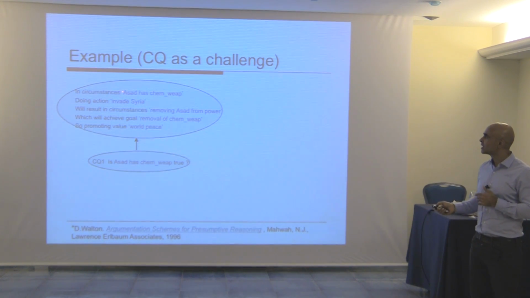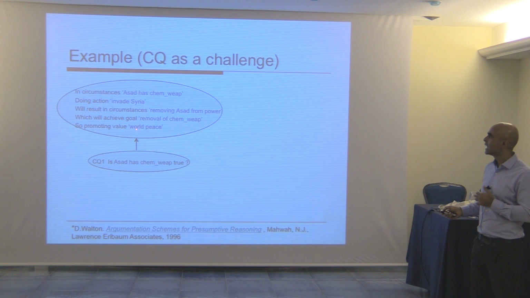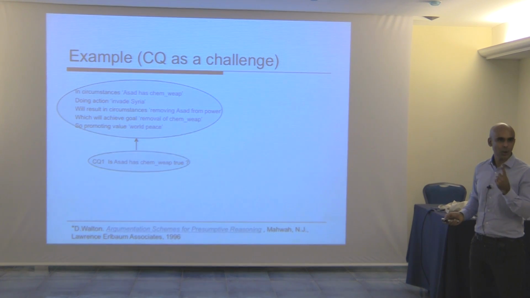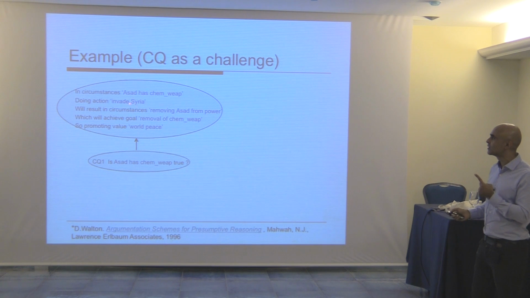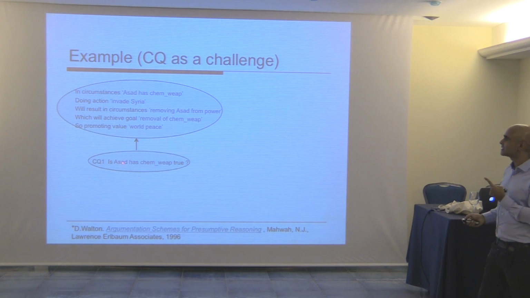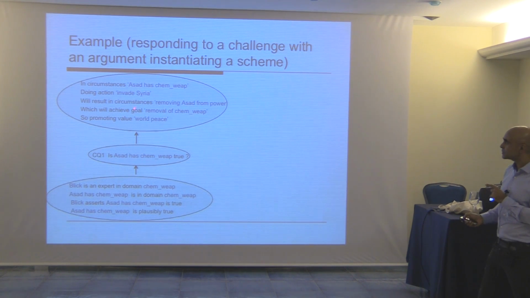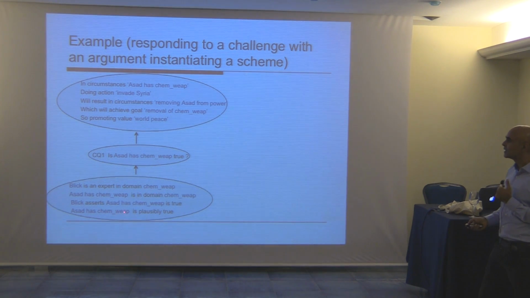So here's an example. In circumstances, Assad has chemical weapons, we should invade Syria, which will remove Assad from power, which will achieve the goal of removal of chemical weapons, and so promote world peace. A critical question is: is S true? In other words, for that particular variable, is it the case that Assad has chemical weapons? So now the burden of proof is on providing an argument for this assumption. Yes, Hans Blix, who was from the Iraq days, is an expert in the domain of chemical weapons, and he says Assad has chemical weapons. Okay, actually, it should be the other way around anyway.